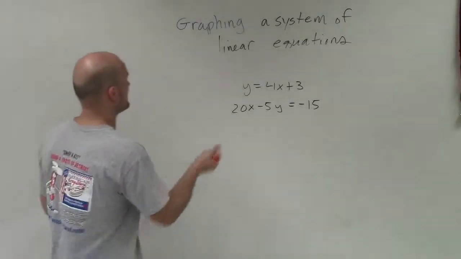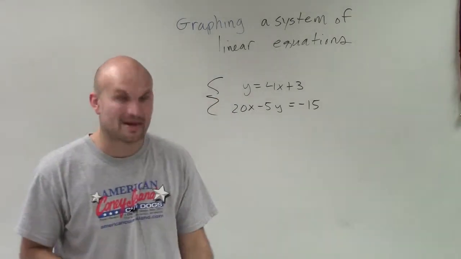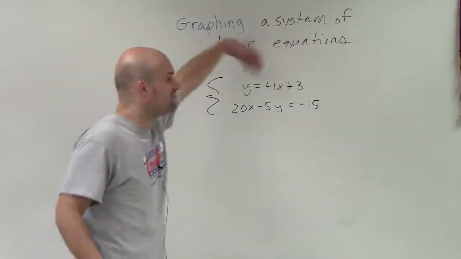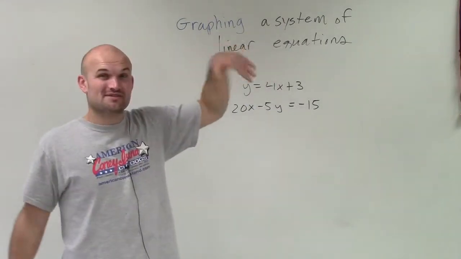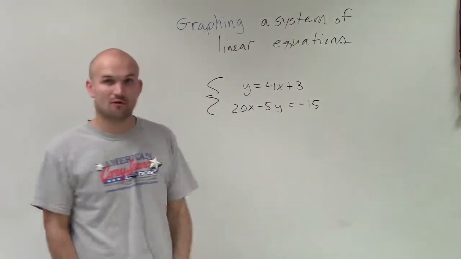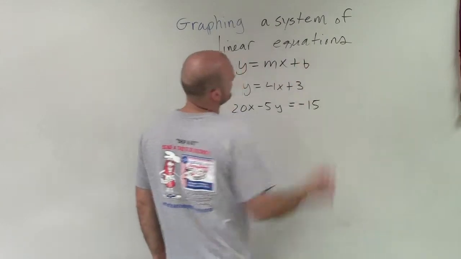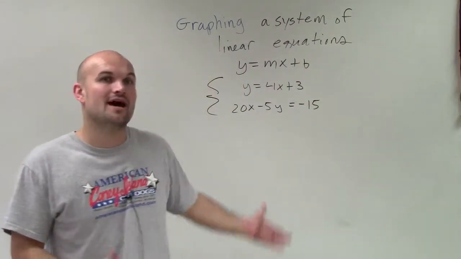Welcome. So what we're going to do is I'm going to show you how to solve by graphing this linear system. Now, so far we worked on ones that have been fairly easy to graph, right? Y equals 4x plus 3. We can graph that because we know our y-intercept is going to be 3 and our slope is going to be 4. So by using our slope-intercept form, we can go ahead and graph that first equation.